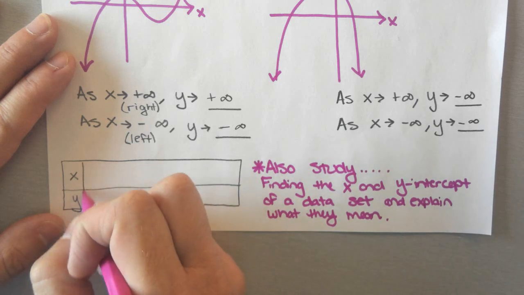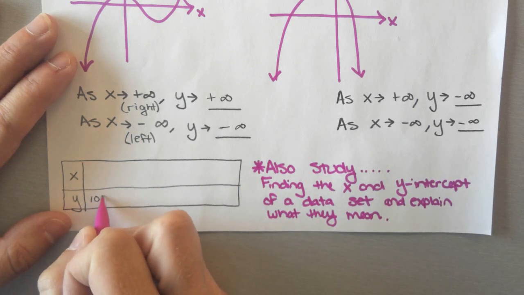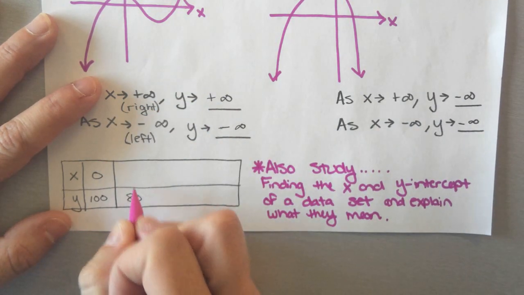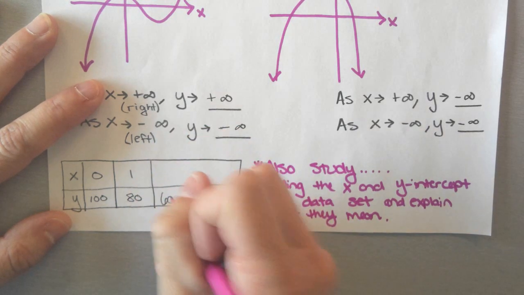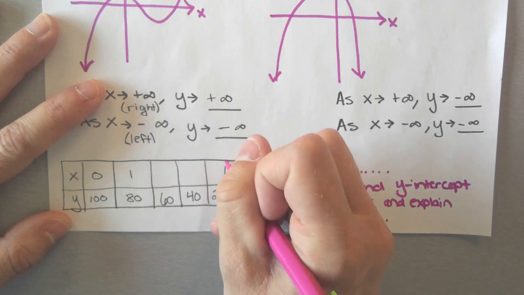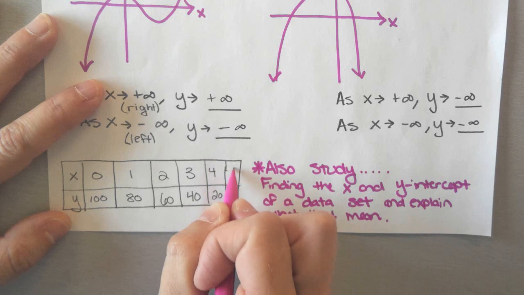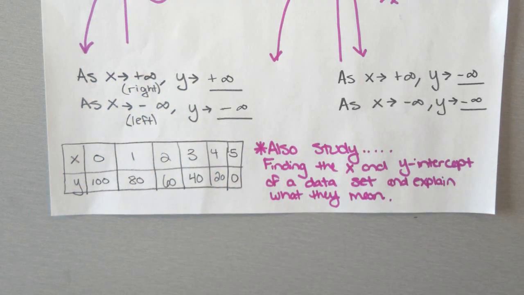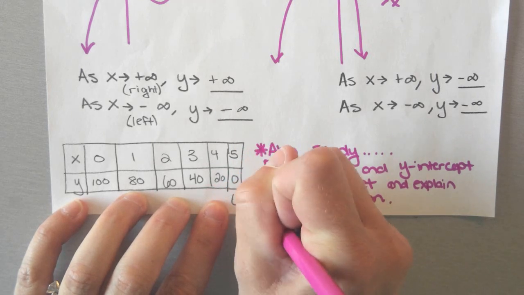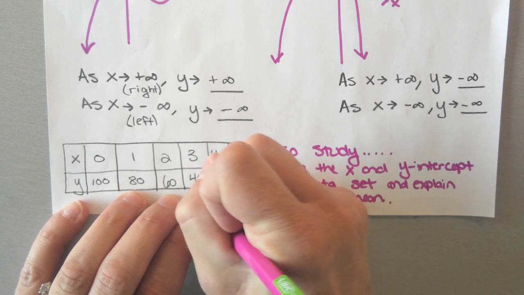Let's say you had a gift card, and the gift card started with $100 at week 0, and then you went shopping, and now it's at 80, and 60, and 40, and 20, and 0, at weeks 1, 2, 3, 4, 5. What would your x-intercept be? 5, 0.